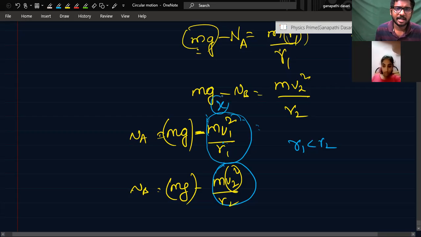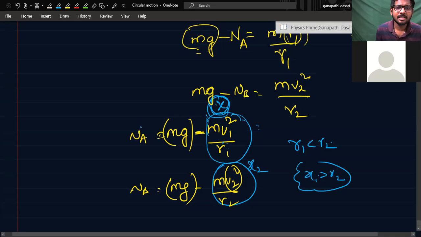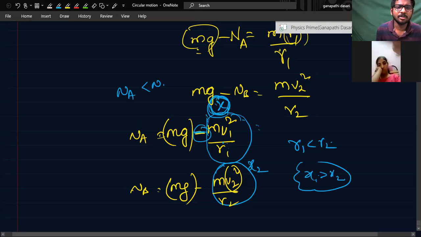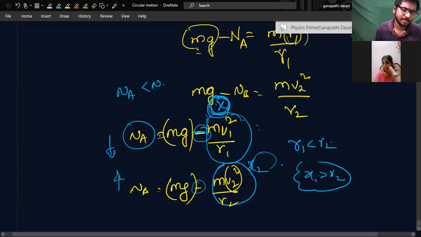Suppose you consider this x1 and this x2. r1 is less than r2 means x1 is greater than x2. When you are subtracting, x1 is the bigger value, so Na will decrease. x2 is a smaller value, that means you are subtracting a smaller value, so this value is bigger. That means Na is less than Nb.